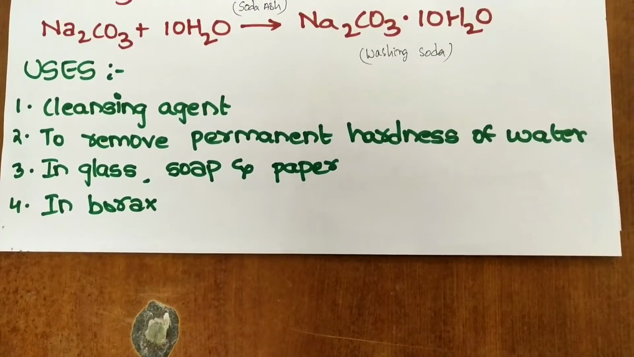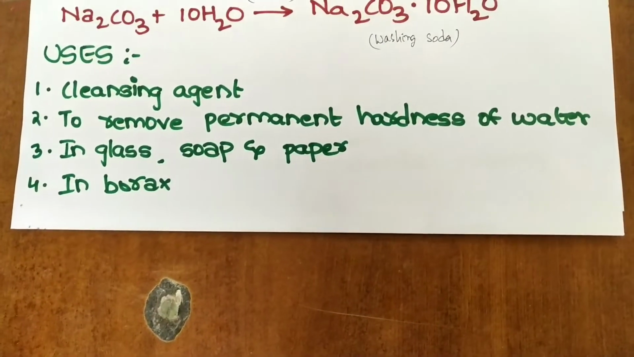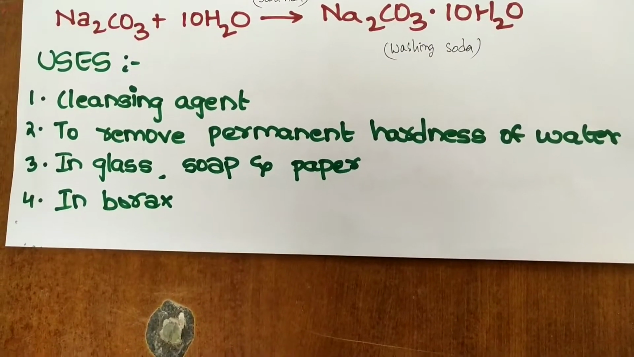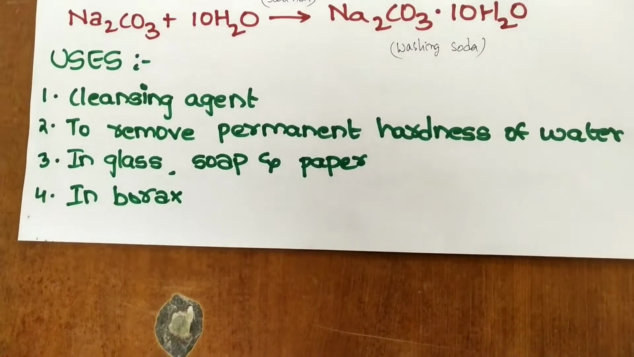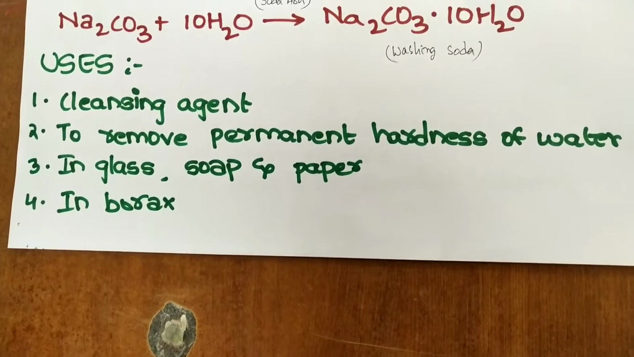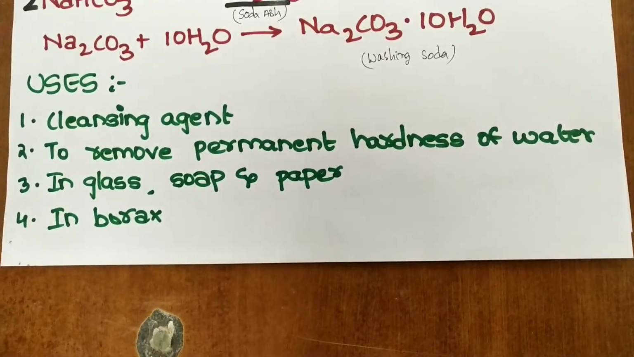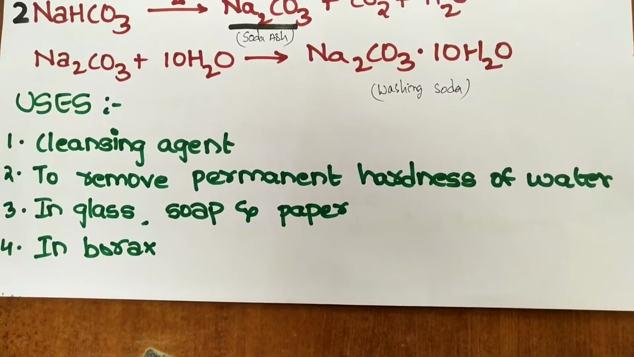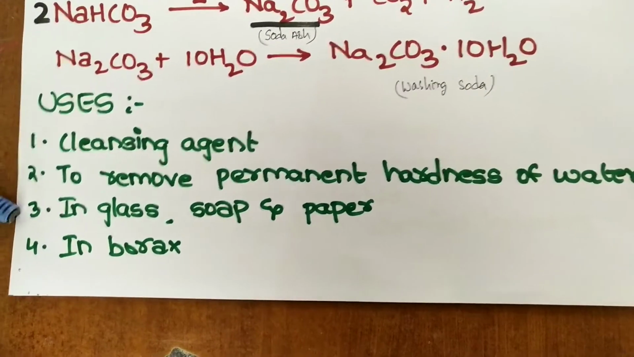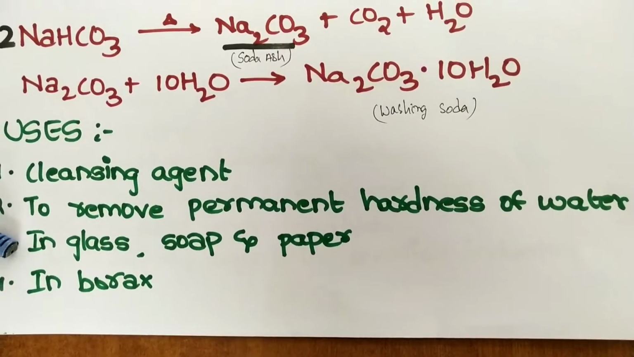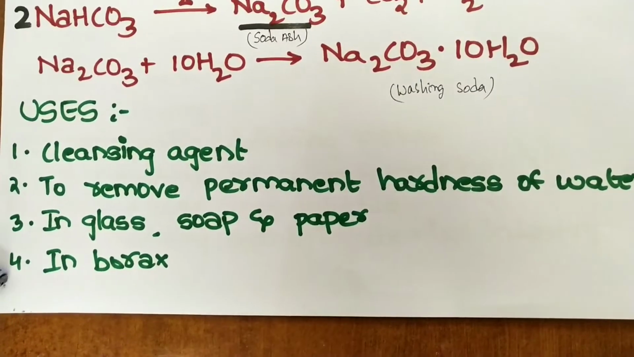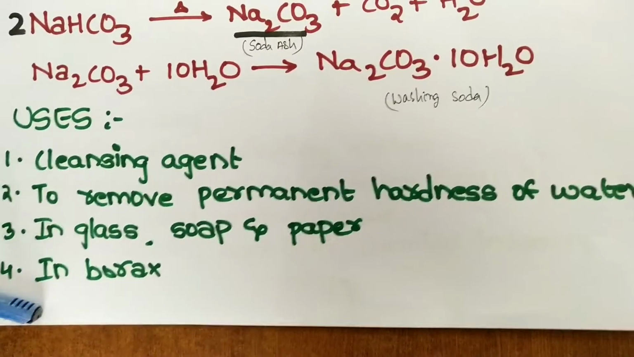And the next one is to remove the permanent hardness of water. You know very well water gets permanent hardness because of the presence of sulfates and chlorides of calcium and magnesium. If you heat that water, it will not lose its permanent hardness, but with the help of this washing soda, that permanent hardness can be removed. So that is possible with the help of washing soda. And the next one is, it is used in the preparation of glass, soaps and the paper industry. And it is also used in the preparation of borax powder.